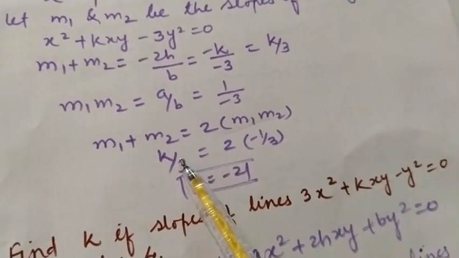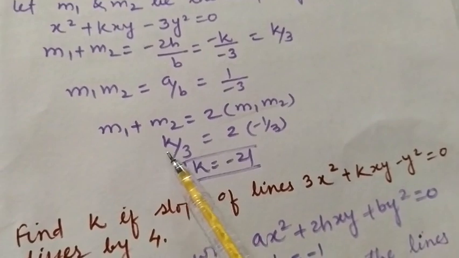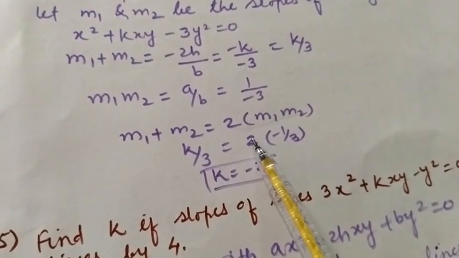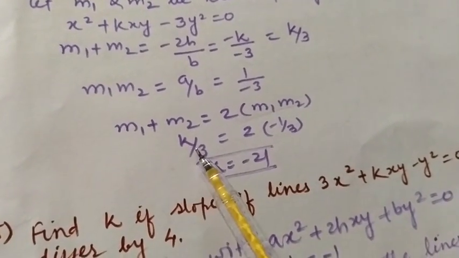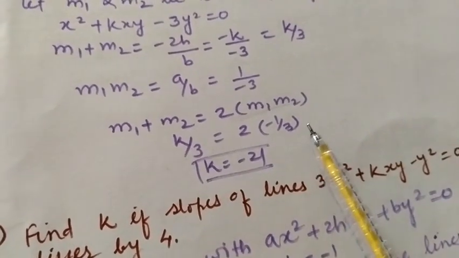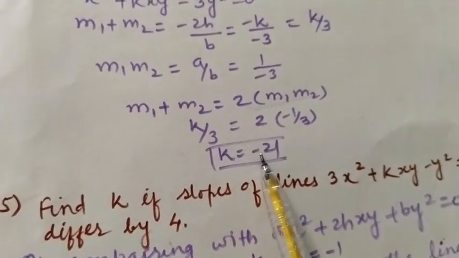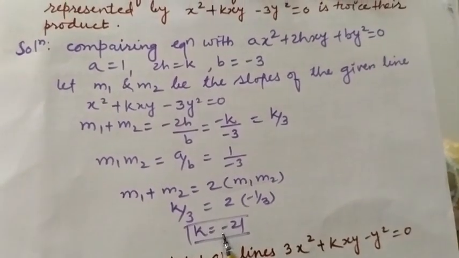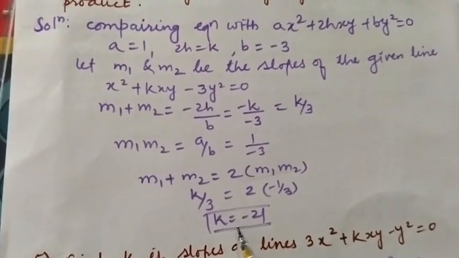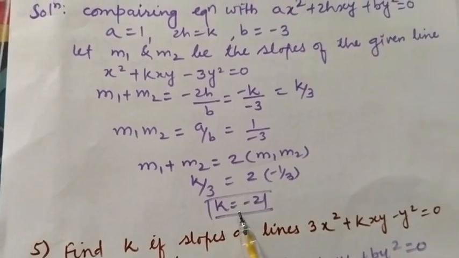So what is the sum? We have calculated the sum is nothing but k by 3, which is equal to 2 into, put the values, what is m1 plus m2, what is m1 into m2. So from this, after the calculation, you will get the value of k as minus 2.